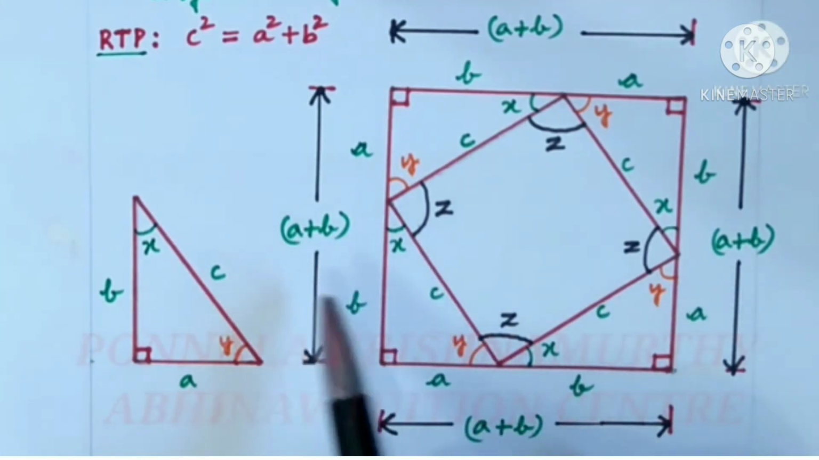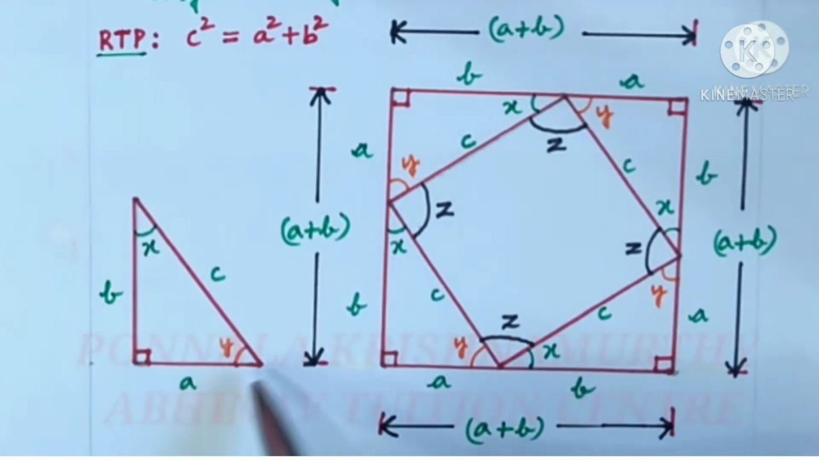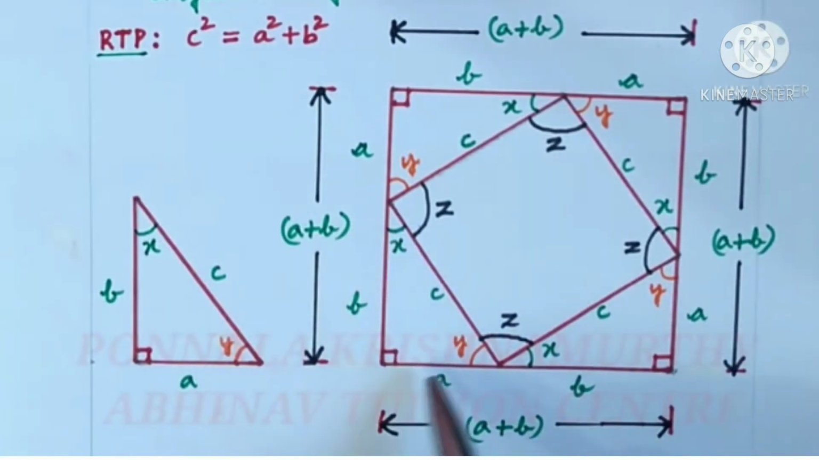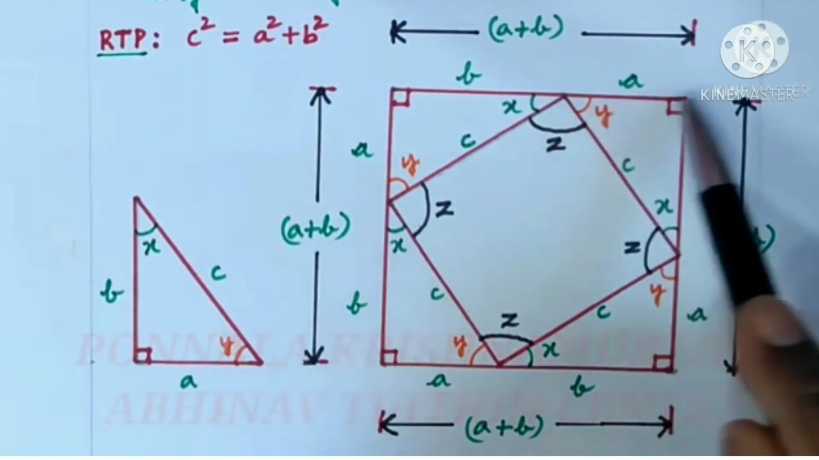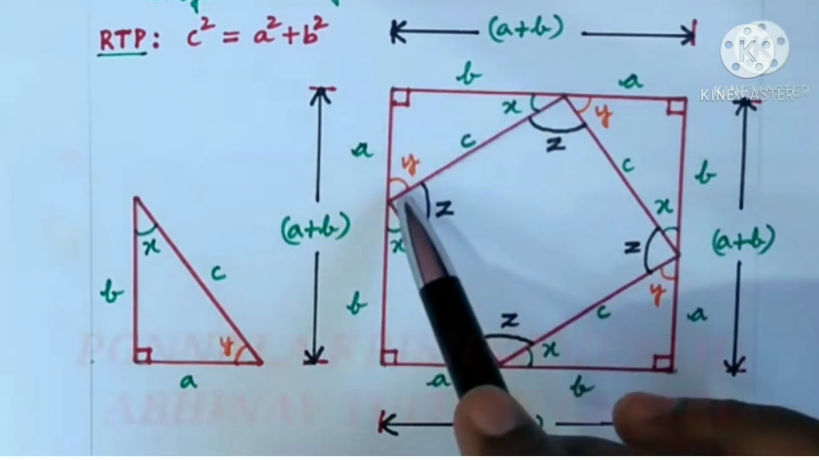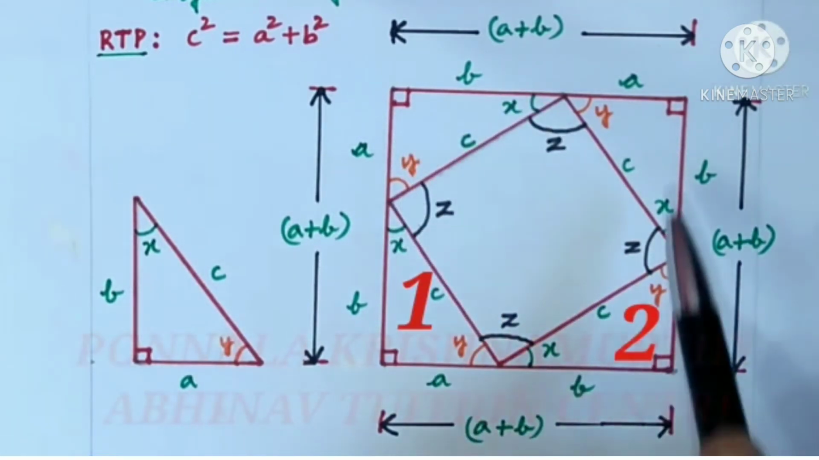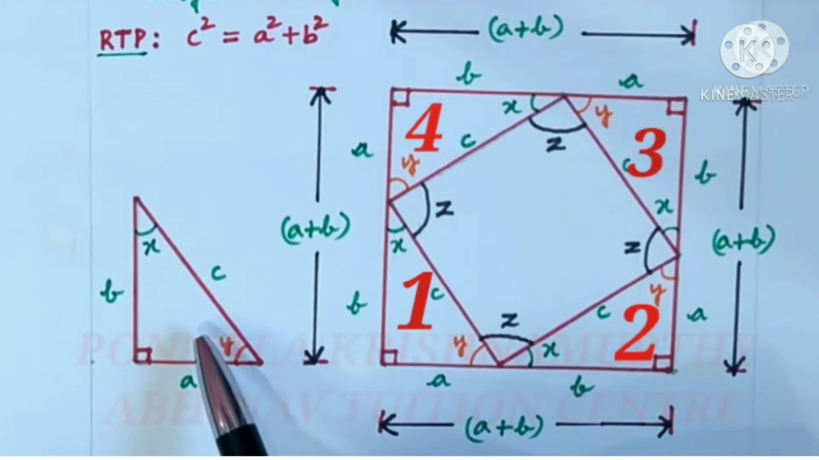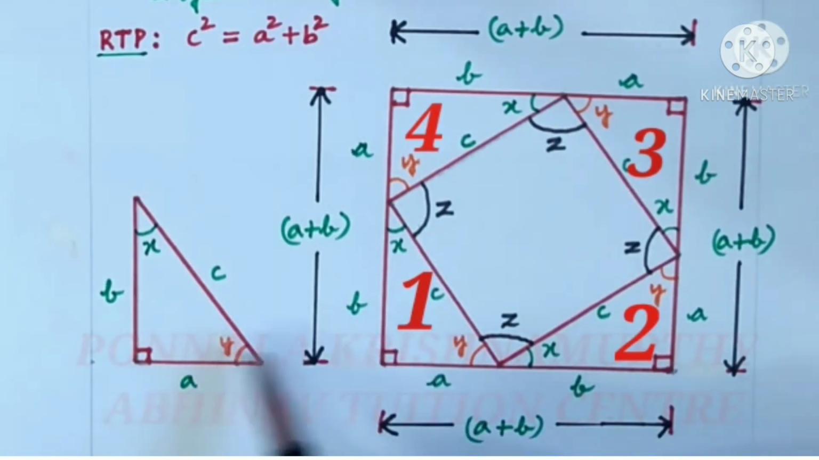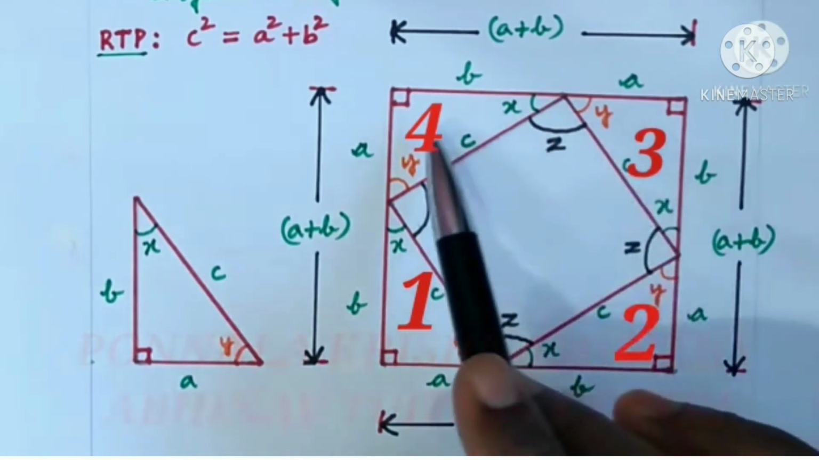So here we have this right angle triangle, and here, and here also, and here also. Like this, 1, 2, 3, 4 right angle triangles are there, congruent to this. Observe carefully.